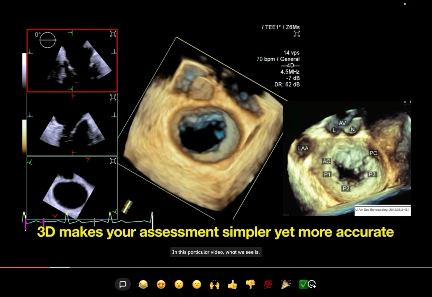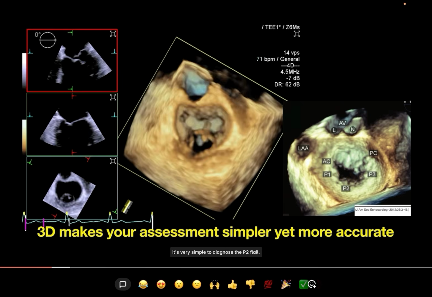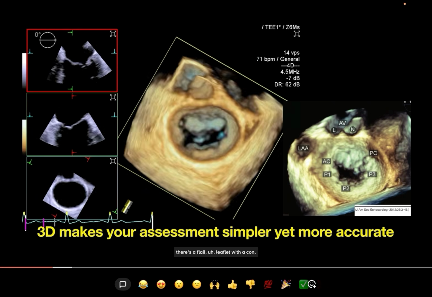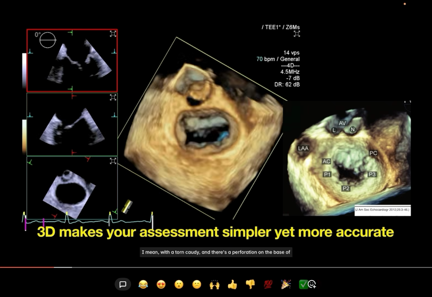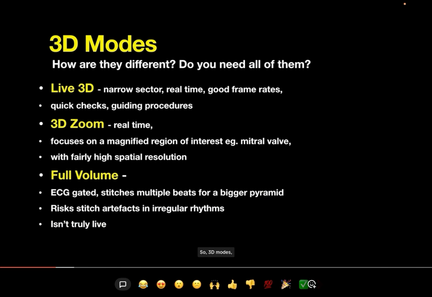In this particular video, it's very simple to diagnose the P2 flail. There's a flail leaflet with a torn chordae, and there's a perforation at the base of the P2 leaflet. So 3D makes your assessment simple yet more accurate.